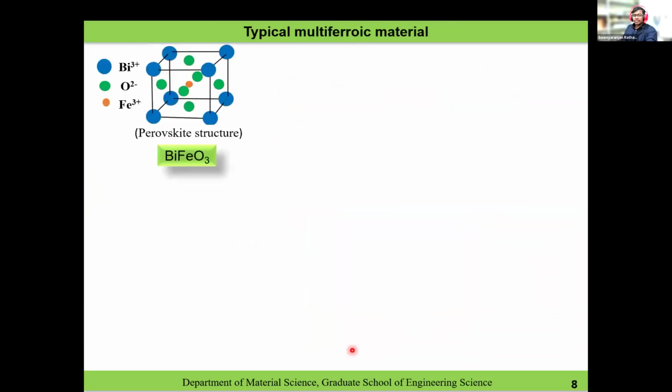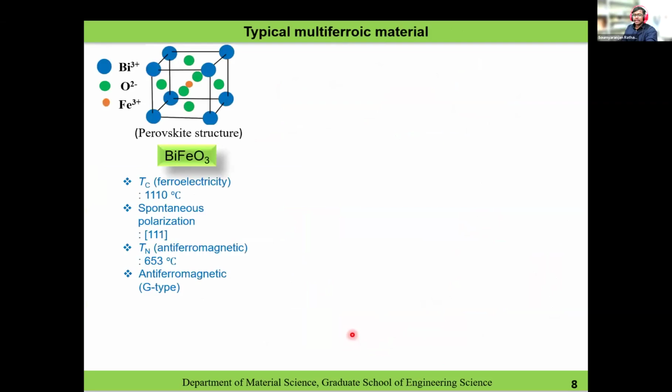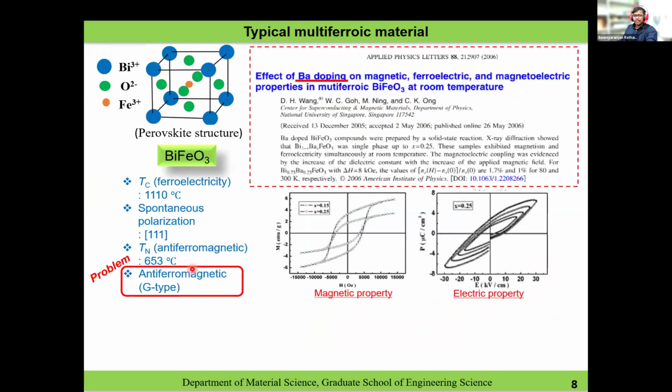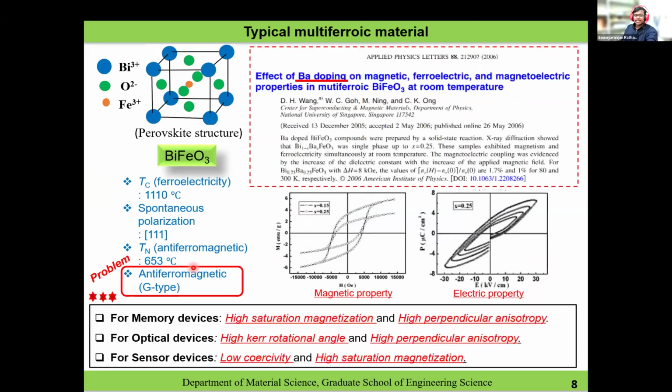So considering this, we started working on bismuth ferrite. As we know, these are materials which can be operated at room temperature. It has a very high Curie temperature. And the problem here is the antiferromagnetic G-type structure. But the normal concept is that by doping something, we can solve this problem and we can improve the properties. Like I said, I am working on three devices. For the three devices, I need certain properties like I explained: saturation magnetization, perpendicular anisotropy, Kerr rotation angle, again perpendicular anisotropy, low coercivity, and high saturation magnetization.